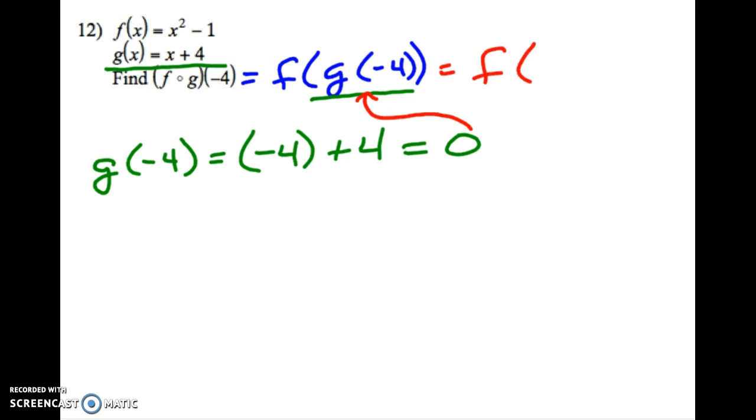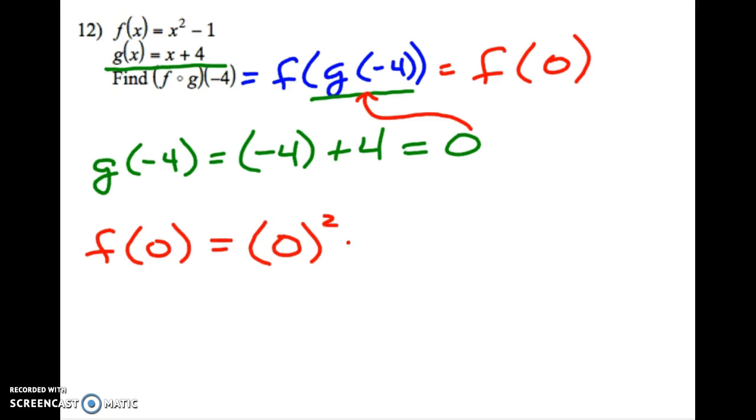So what we're going to do is we're going to look for the f of 0. So we go to the f equation, and we're going to be putting 0 in for the x. The f equation is x squared, so we're going to put 0 in and square it, and subtract 1. This works out nice because 0 squared is 0. We're going to subtract 1. So our final answer in this case should be negative 1.